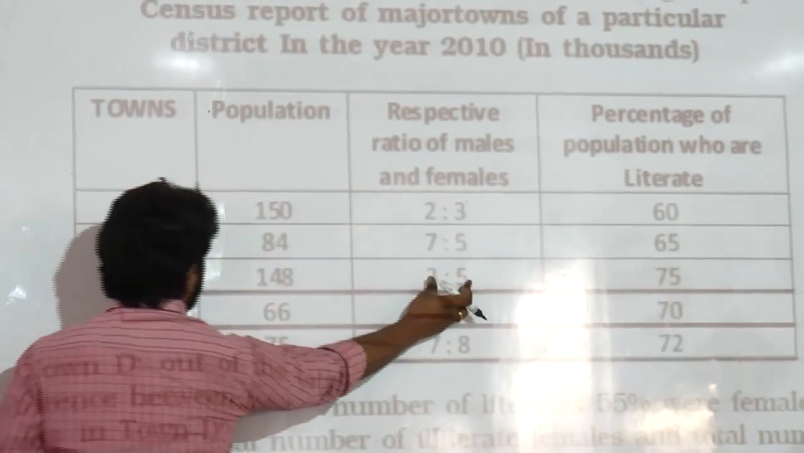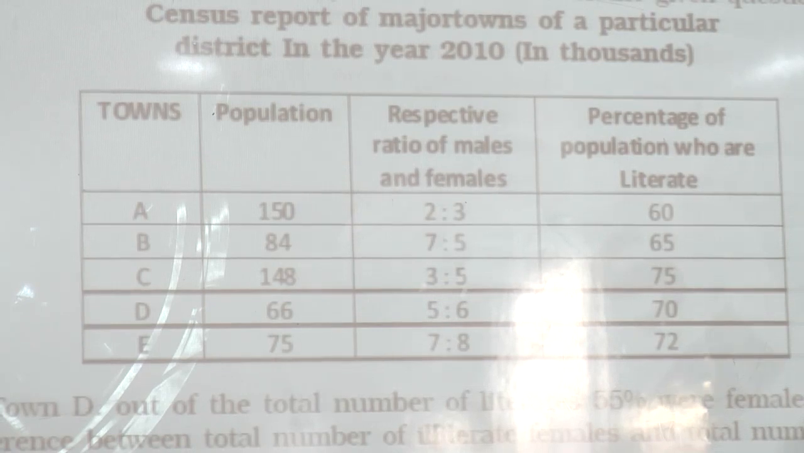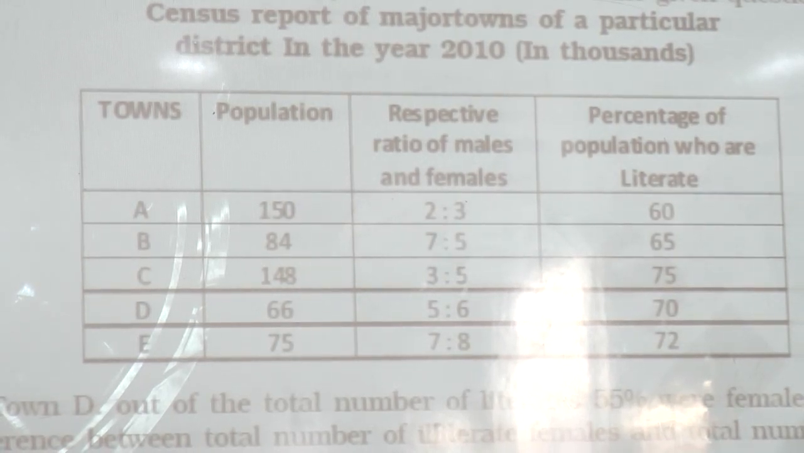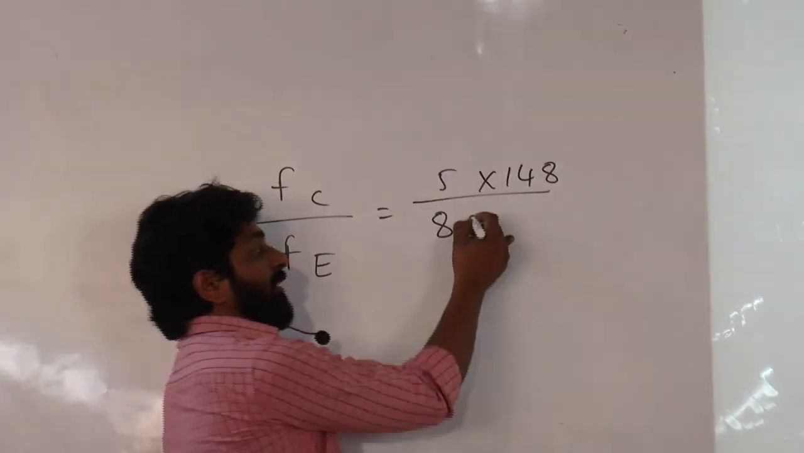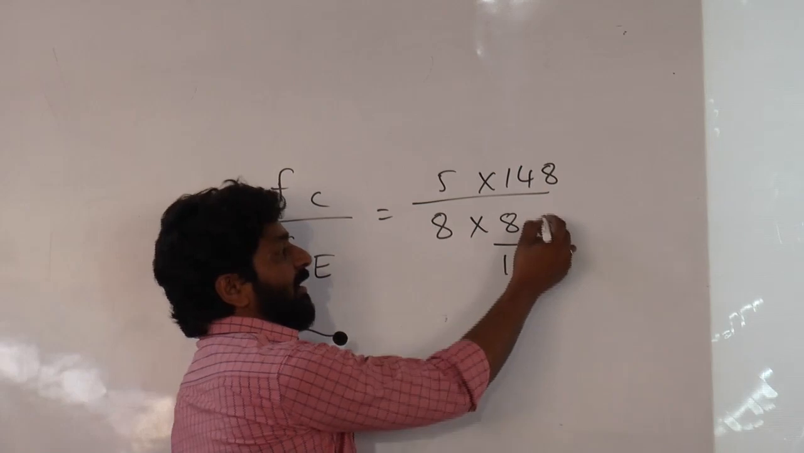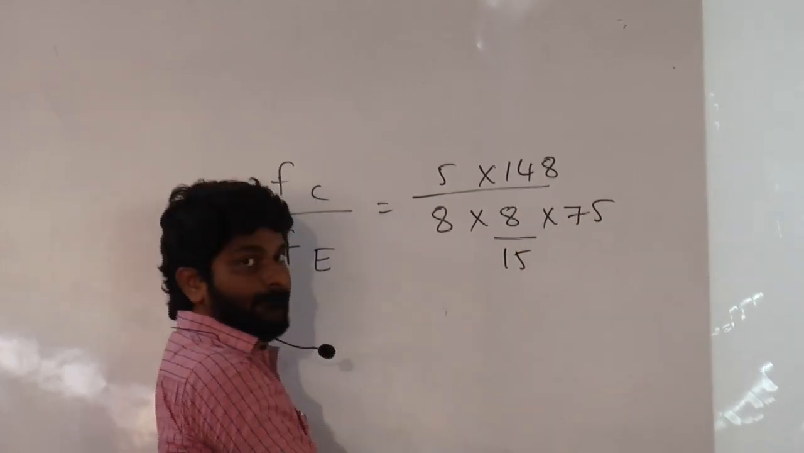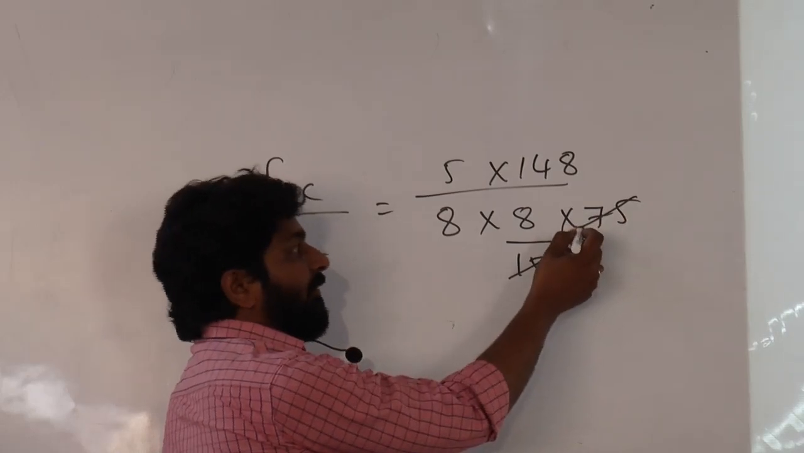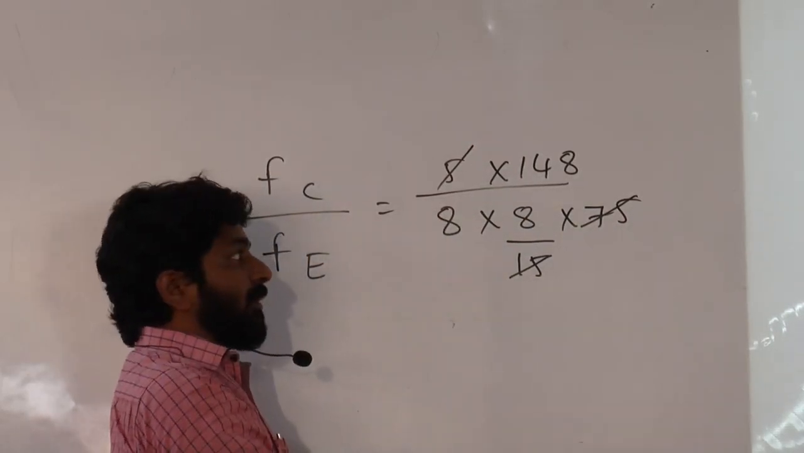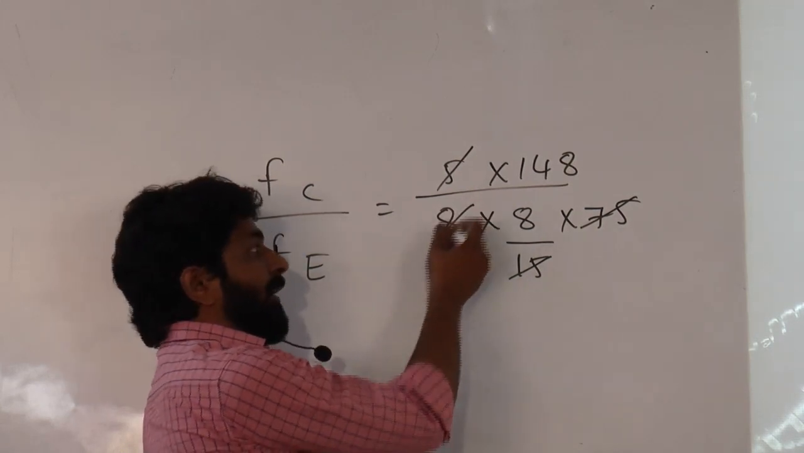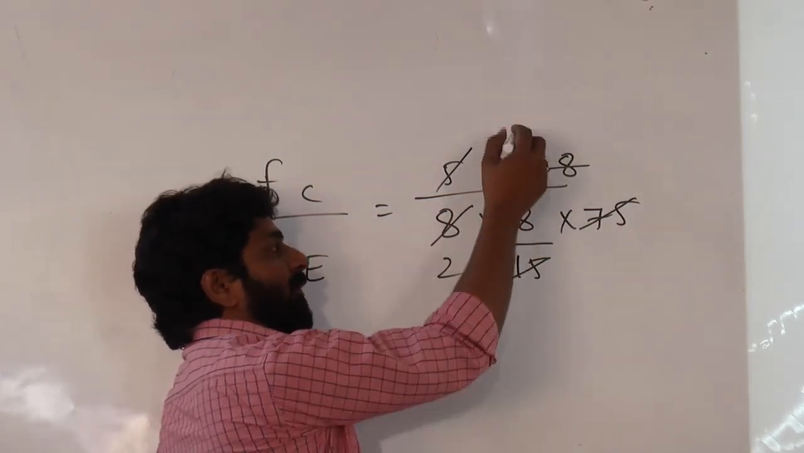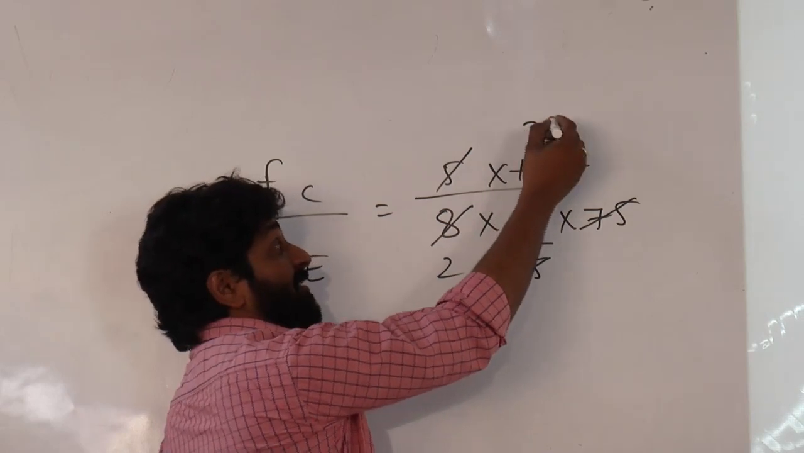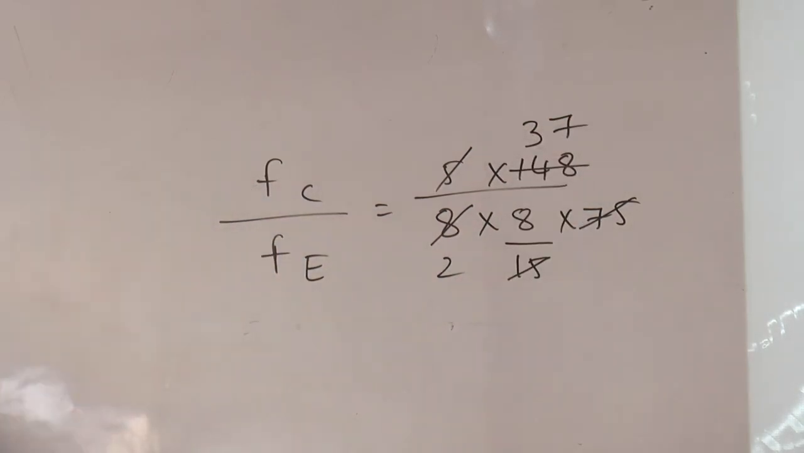Town C, how many parts we have? 8 parts. And female are 5 parts. So 5 out of 8 parts into 148. Don't calculate this, keep it like that. And from E, total we have 15 parts, female are 8 parts out of 15, and the total value is 75. 15, 5 times, 5 gets cancelled. And I think directly you can go for 8 multiple. No, 4 multiple. 4 3 times, 7 times. So 37 by 16.